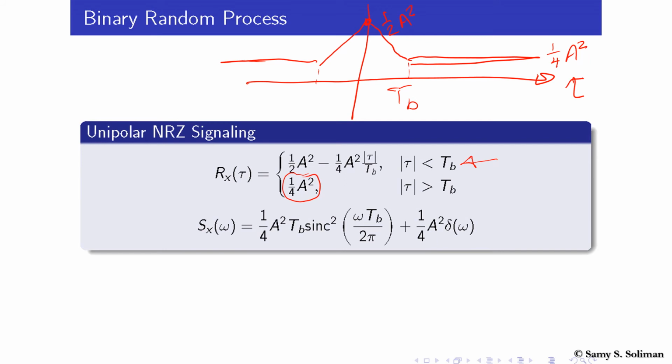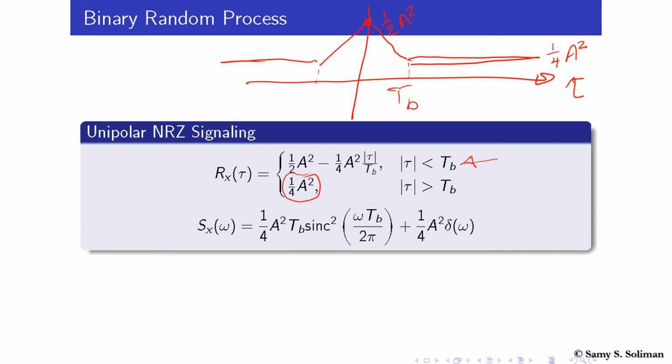One way of reaching such expression is relating the unipolar non-return to zero signaling to the polar non-return to zero signaling, because with simple manipulation you can consider that unipolar non-return to zero signaling is similar to polar non-return to zero signaling, amplitude scaled by a factor of half, and then amplitude shifted by a factor of A over 2, such that instead of being limited between negative A and A, it is now limited between 0 and A. So you can think of it in two different ways.